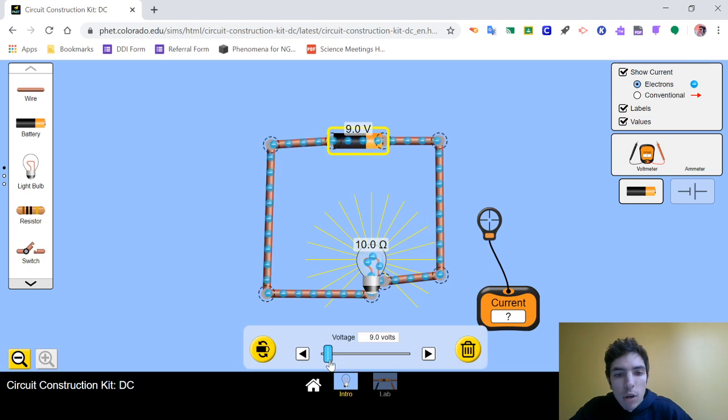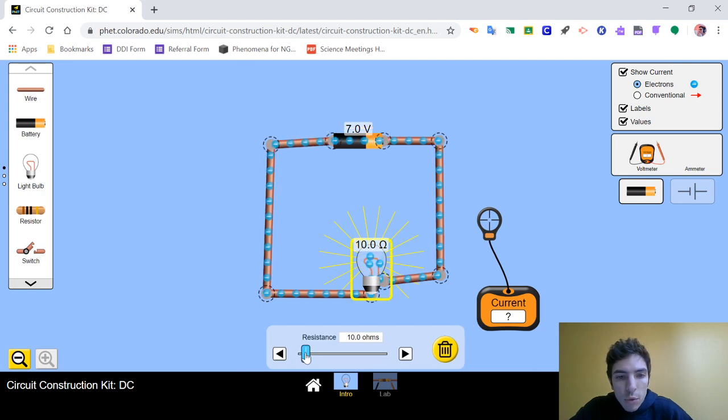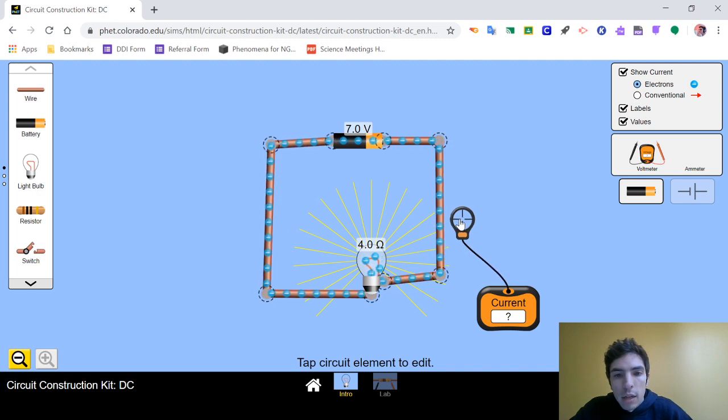But let's say I want to change my voltage. Let's decrease the voltage down to 7. And maybe I want to also turn down my resistance to 4. And now let's see what that current is. So 1.75 amperes or 1.75 amps is the current in this system as is.